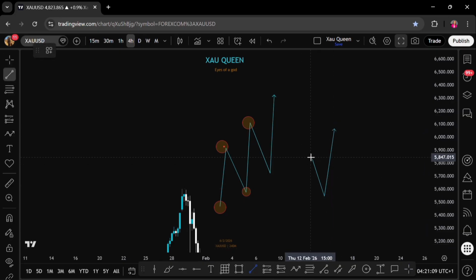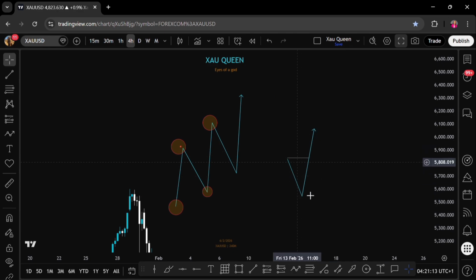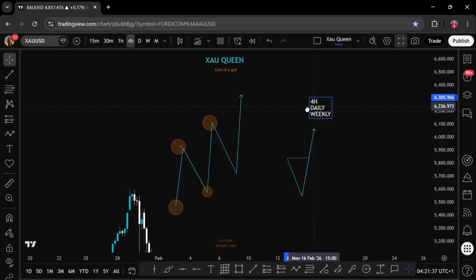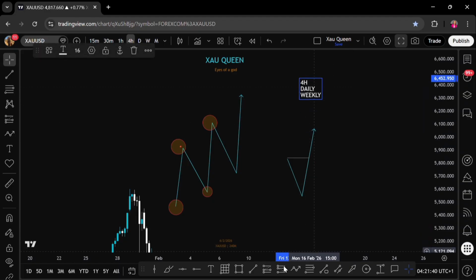Once it takes away this structure, this is our swing move, and it is preferable to get our swing legs on the 4 hours, daily and weekly. Let me write that out. Get your swing legs, your swing structures, on the 4 hours, on the daily, and on the weekly.